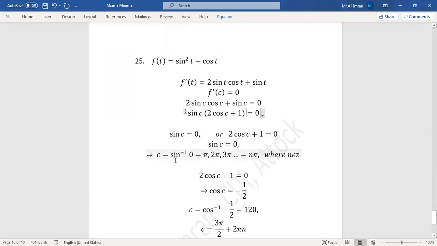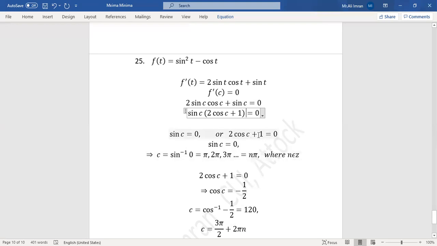Sine of c is equal to 0, it means that c is equal to sine inverse of 0. Sine is 0 when theta is equal to pi, 2 pi, 3 pi, and so on and so forth. And you can generalize it as n pi, where n belongs to the set of integers.